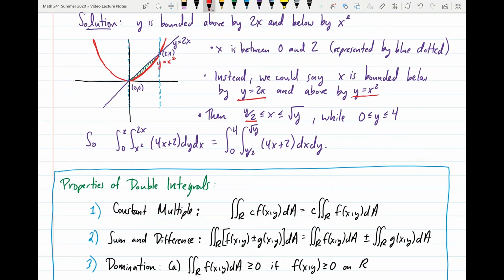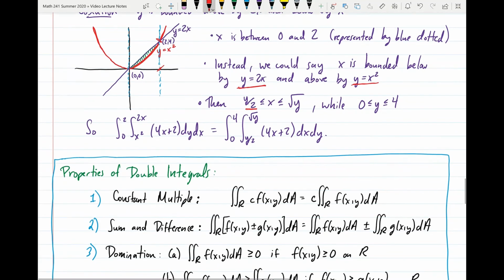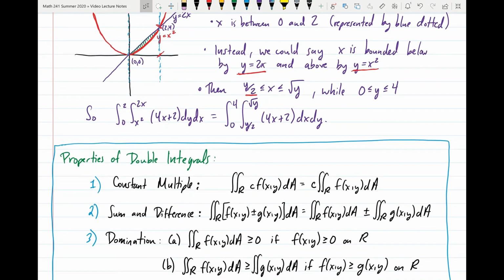And in this case, y is going to be between the constants 0 and 4, because you have y equals 0 down on the x-axis, and then at this intersection point up here, you have y equals 4 instead of y equals 2. So this integral that we originally had, the integral from 0 to 2 of the integral from x squared to 2x of 4x plus 2 dy dx, will be equal to the integral from 0 to 4 of the integral from y divided by 2 to the square root of y of the same function 4x plus 2 dx dy. So again, notice that the order of integration is switched here.